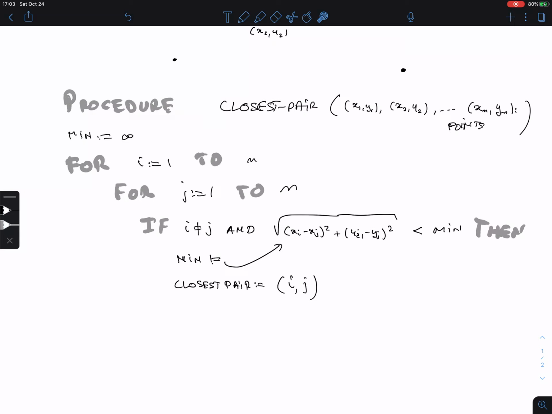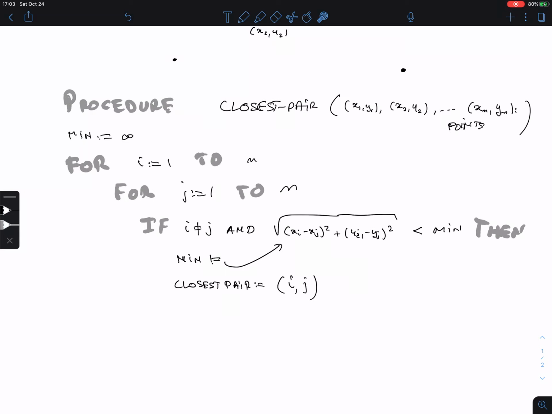So in the next step, we are comparing the first point with the second point, and then of course something will happen because this distance will be less than infinity. And therefore, this will now become the actual distance. So min becomes the distance between the first and the second point. And the closest pair will now be the first and second point. But as I go along, I will find once in a while points that are closer to each other. Okay, and that minimum will get smaller. And then the closest pair will be redefined to be that.